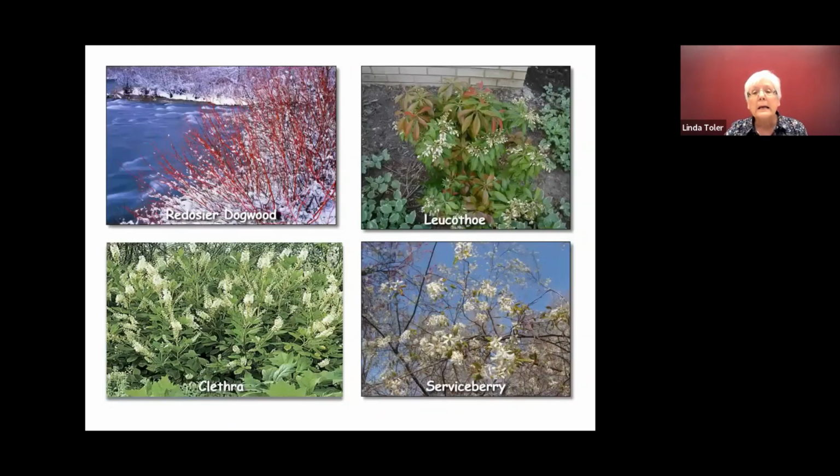Here are some of the plants that are recommended in the garden. They recommend red osier dogwood. This does not get the pretty white flowers in the spring like our native dogwoods do. This plant is grown for its red stems in the wintertime. The stems turn a lovely shade of red, and they're really pretty, contrasting with snow, for example. The leucothoe and the clethra are both summer blooming plants, and they have wonderful fragrances. And then, of course, the serviceberry is a very early blooming tree.